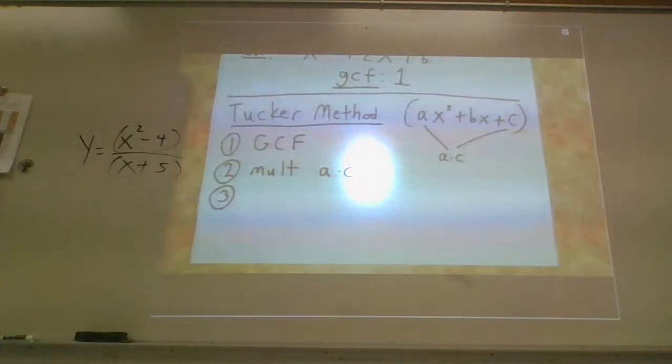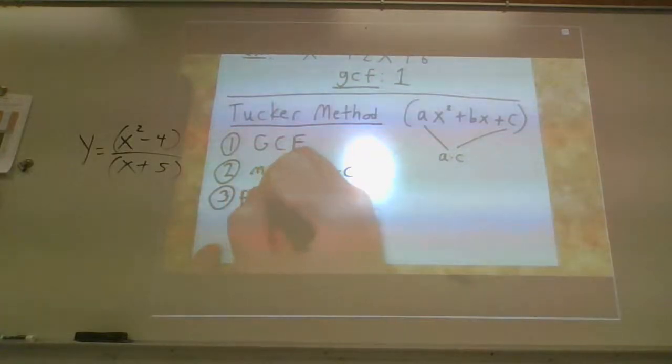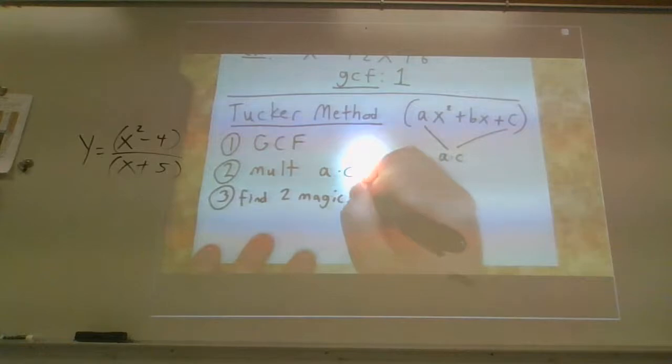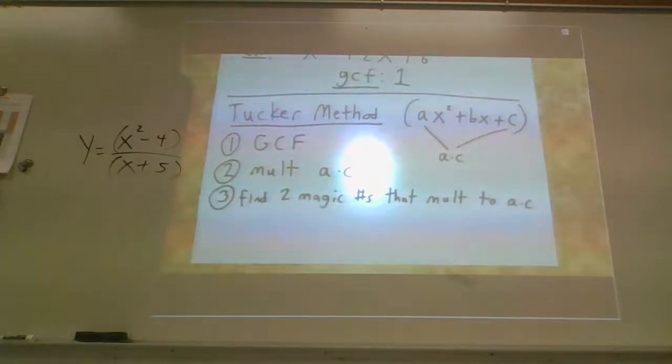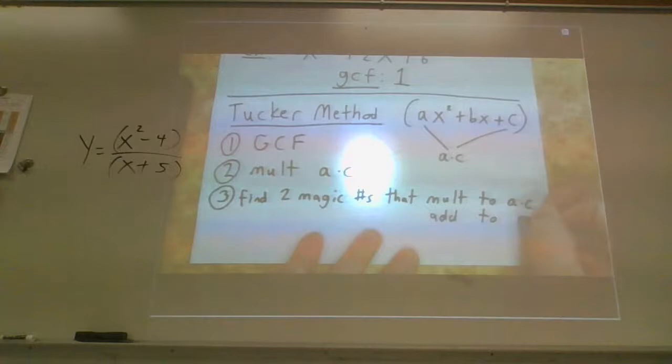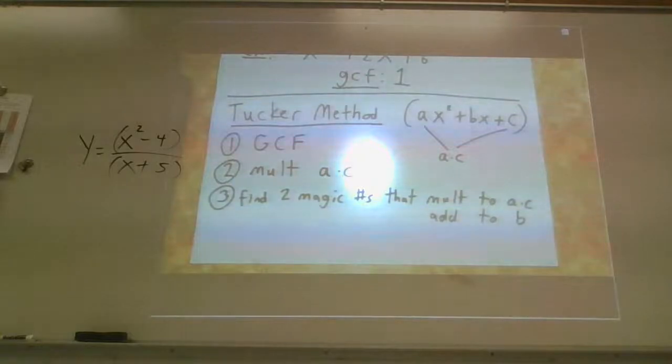Step 3 is where the magic happens. You need to find 2 magic numbers that multiply to A times C and, at the exact same moment, add to B. Step 3 is the most important step, where you had to find two magic numbers that multiply to A times C and at the exact same moment add up to B. For the most part, these numbers would exist, but there are certain instances where the numbers don't exist. And I will talk about what you would have to do when that situation arises.